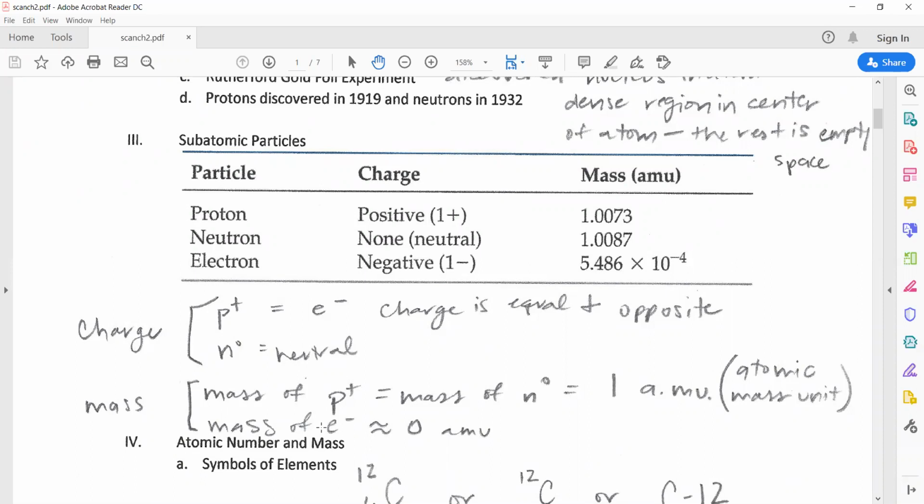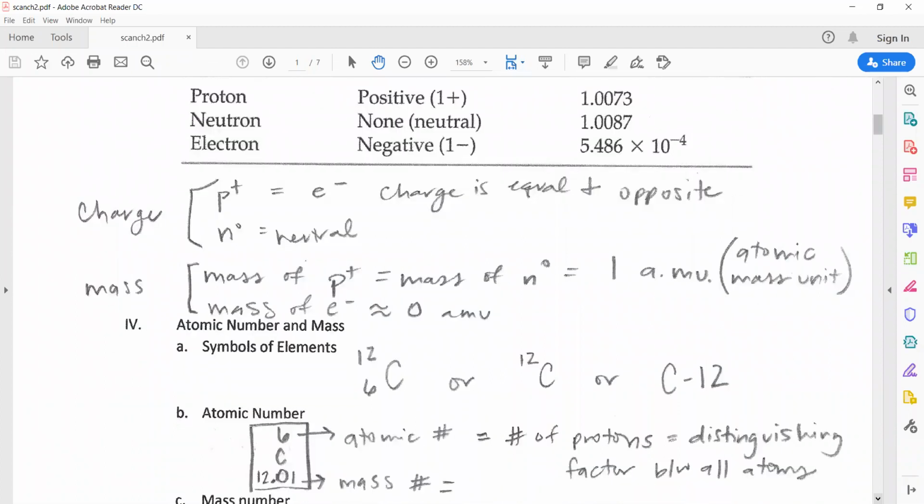It's kind of like getting on a scale and then pulling a piece of hair out and getting on the scale again. You did lose mass. It just wasn't a noticeable amount of mass. So the mass of electron is insignificant for us. So we say if we take a proton and a neutron, each one has a mass of about 1 AMU.